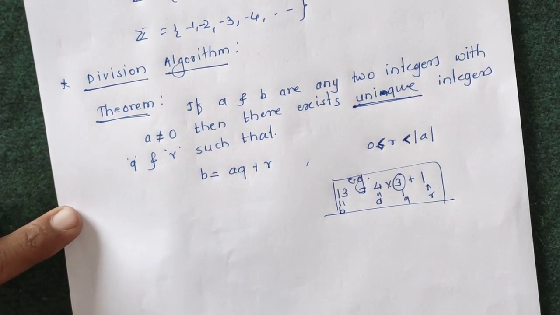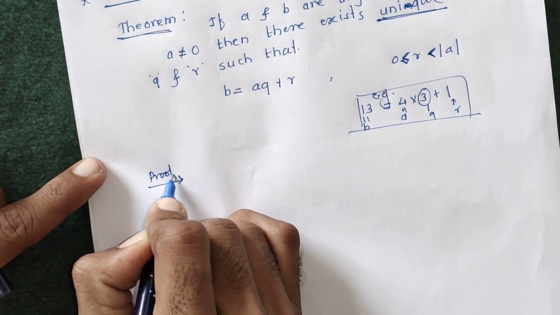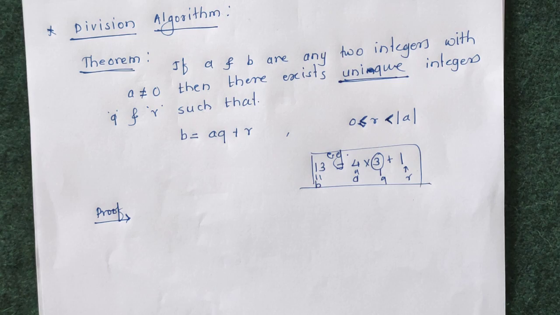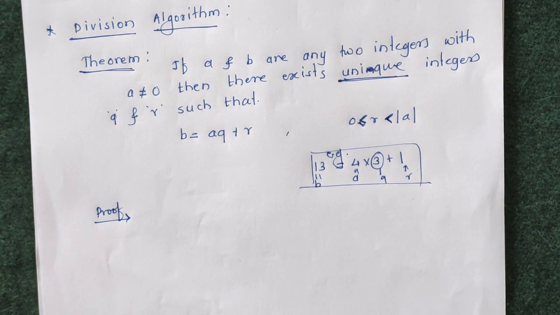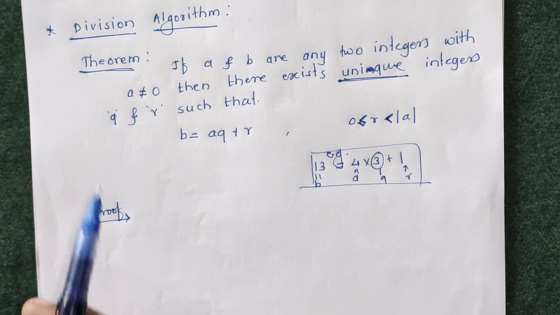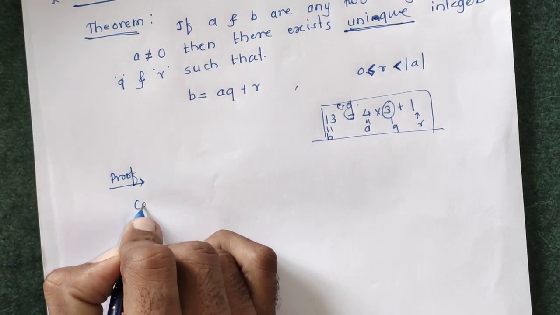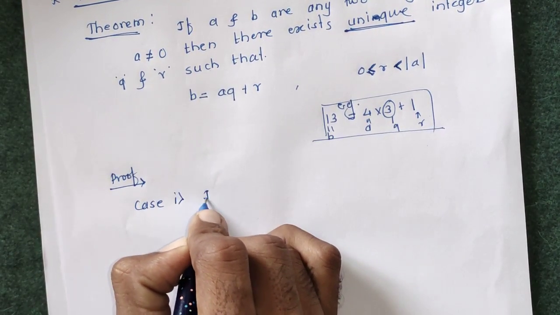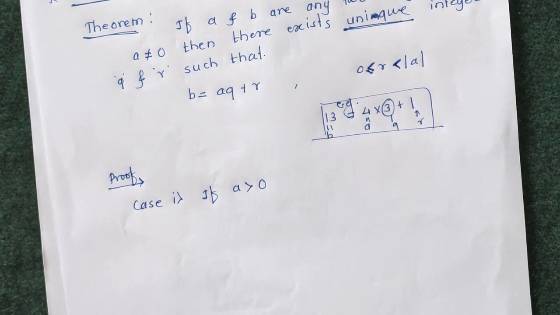So to prove this result, we have given a and b are integers with a non-zero. Here a is non-zero, so a is either a positive integer or a negative integer. First of all we prove this result for positive integers, and then we prove it for negative integers. So case first, if a is strictly greater than 0. Since a is not equal to 0 and a is an integer, a must be strictly greater than 0.